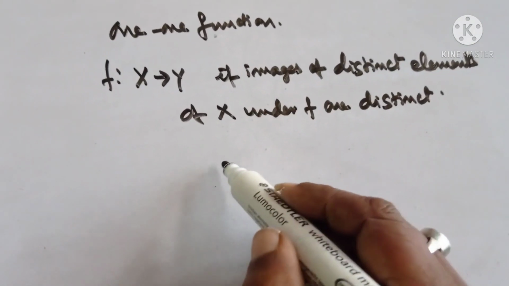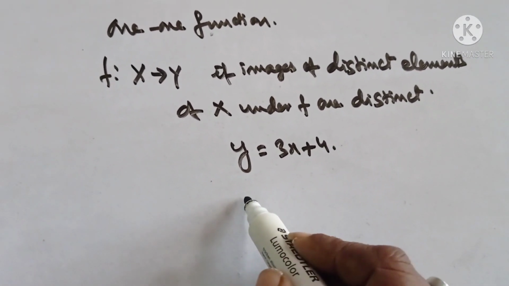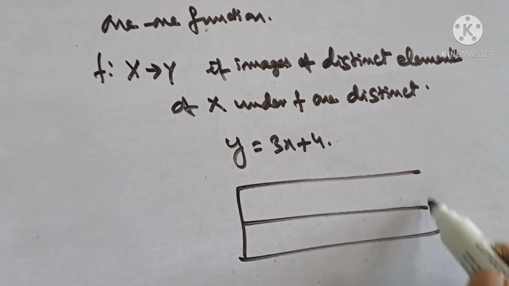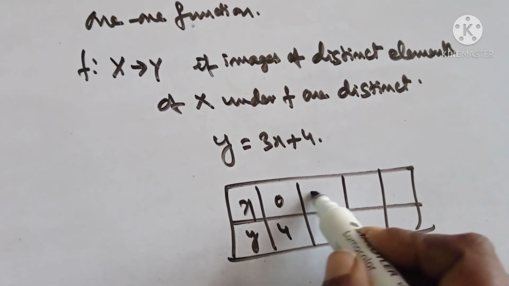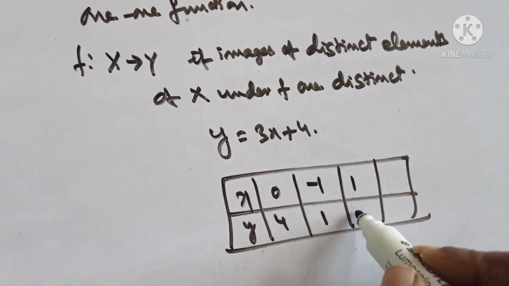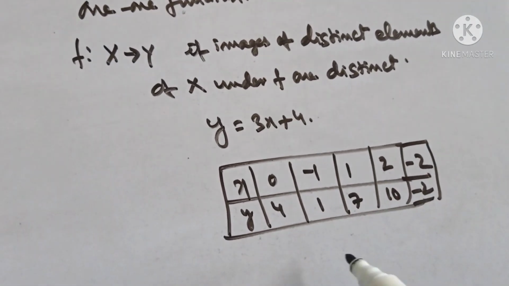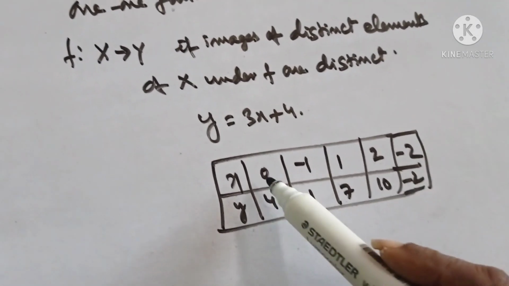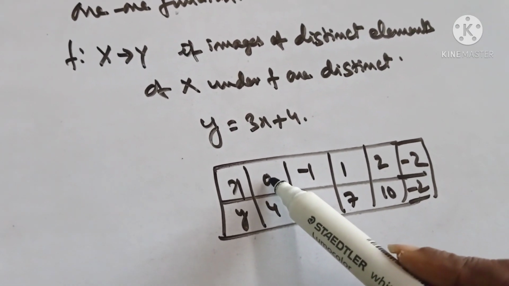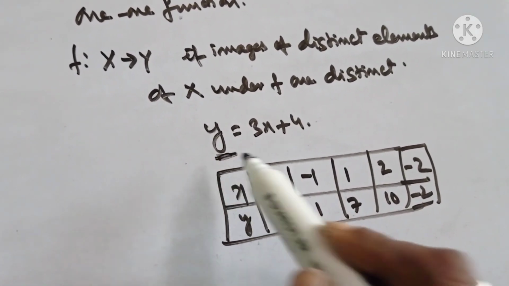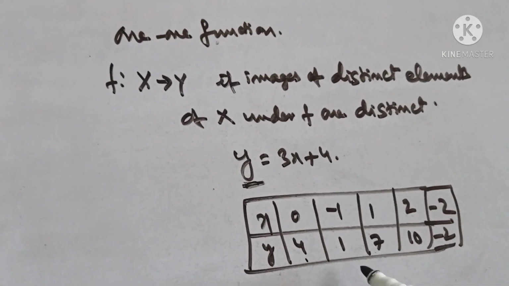That means when you draw the graph y is equal to 3x plus 4, for x equal to 0 you got 4, for minus 1 you got 1, for 1 you got 7, for 2 you got 10, and for minus 2 you got minus 2. It will go on, but we find that for distinct values of x under the function f, we are getting distinct values of y. So this is a one-one function.